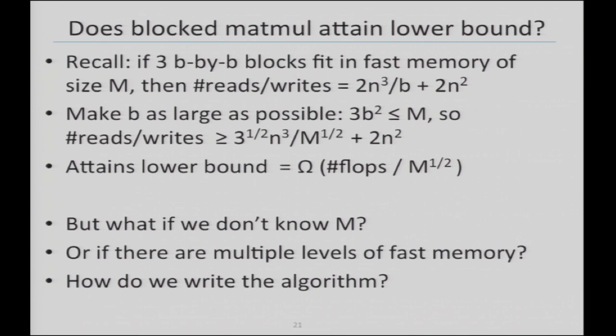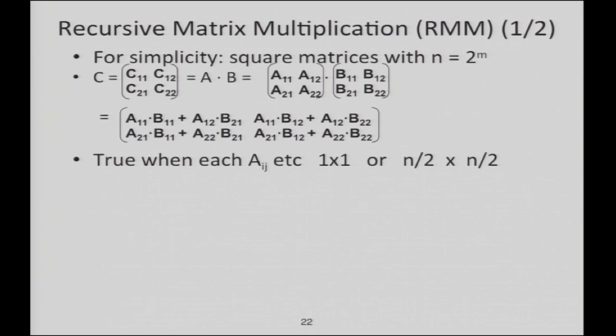So here's another way to go about the same code that deals with arbitrary numbers of levels of memory hierarchy, and it's called recursive matrix multiply. Let me just remind you how to multiply 2 by 2 matrices. Write down the formula. It's very simple. There it is, all 8 multiplies and 4 adds.